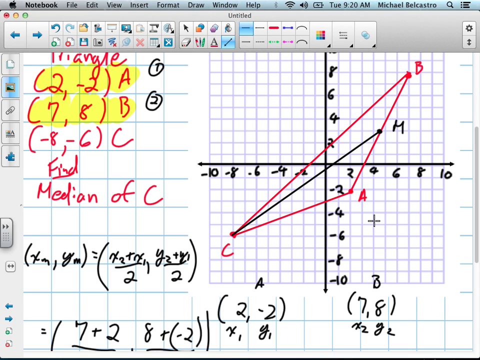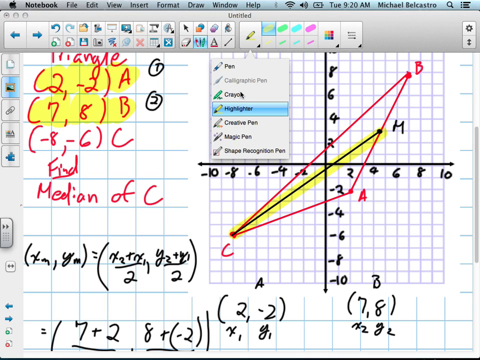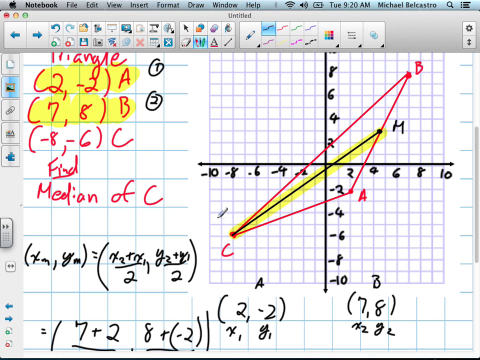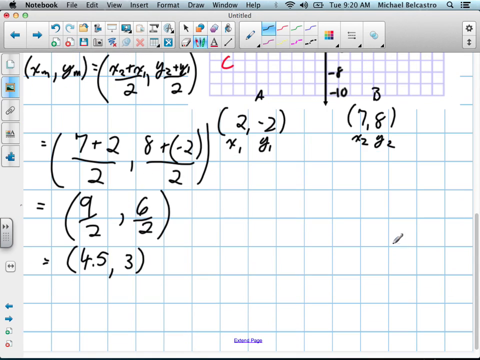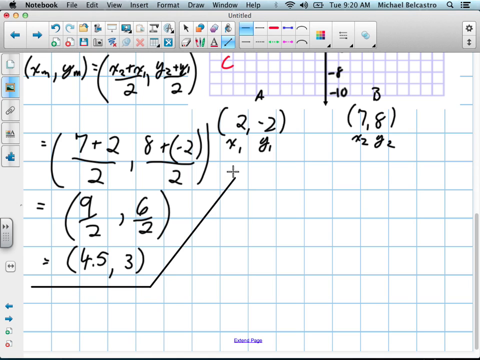But this question originally asked us what? Find the length. Yeah, we need to find the length of this median. So, do I have enough information to do that right now? To find the length of this? What points do I need? C and M. Good. What is C? -8, -6. And what was M? 4.5, 3. Good. Okay. So we have those. We're going to plug those into our distance formula. Okay. So we'll put a little line to separate this question here. We're now going to work with distance.